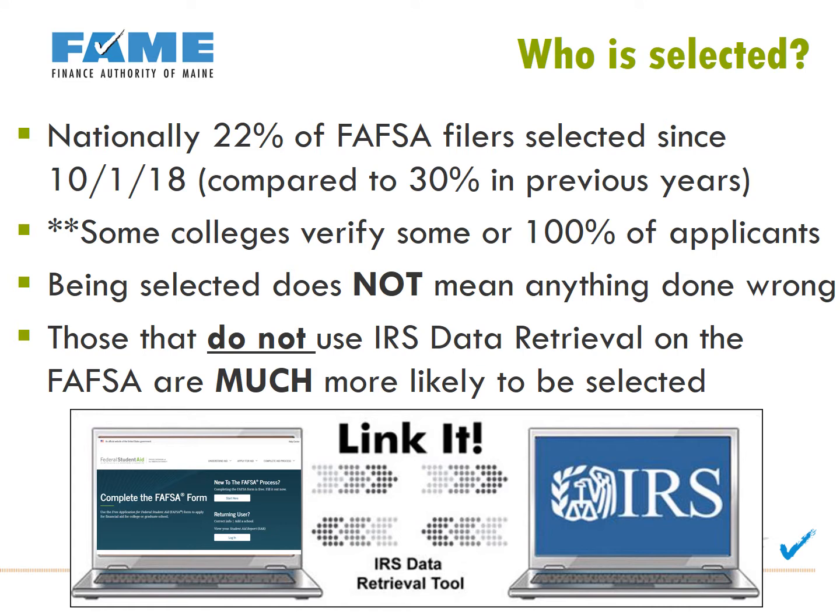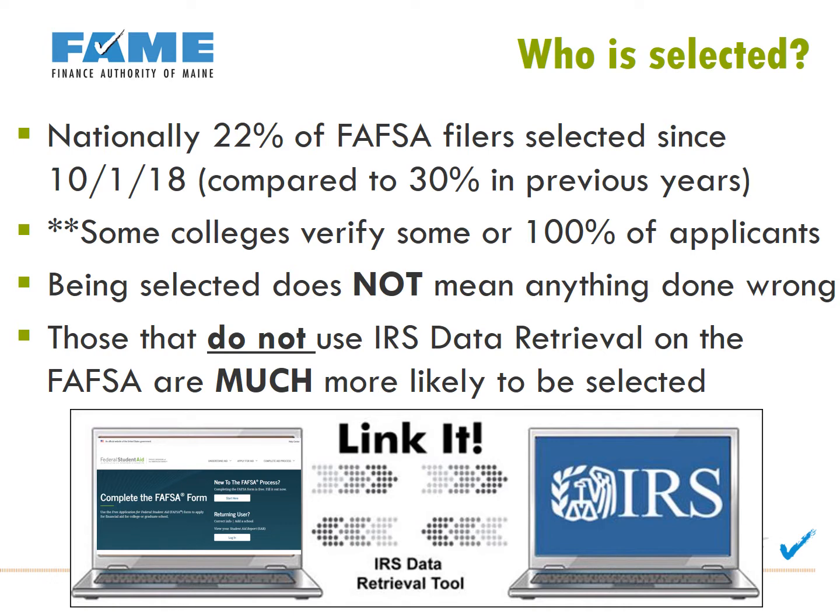So who gets selected? We said earlier the Department of Education uses this algorithm to look for possible errors, but they don't really share that information, because if that was made public, it could really clue in those people looking to defraud the government on how you get selected, and it could help them get past that hurdle. So they don't share that information. Here's what we do know. Nationally, 22% of FAFSA filers have been selected since October 1st, 2018.